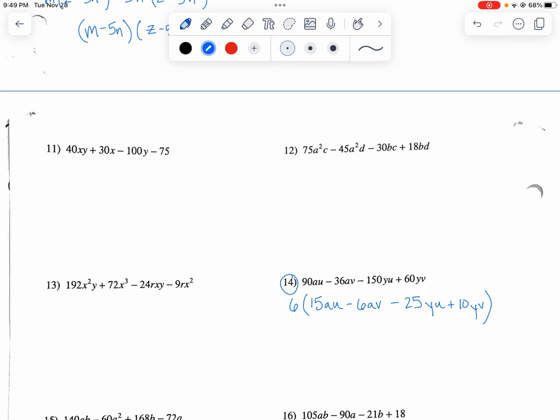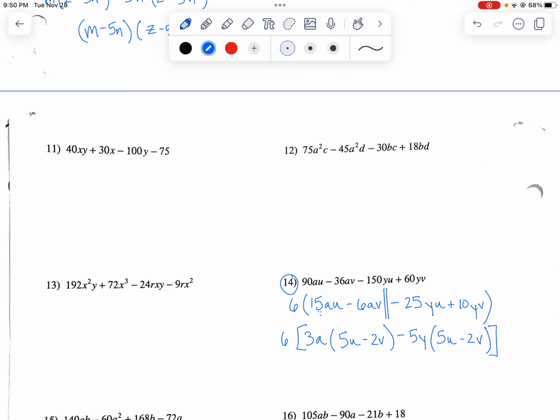Okay, I couldn't take out any letters in common, but now I've at least got some smaller numbers to work with here, and I'm going to factor by grouping with my 4-term polynomial. I'm going to keep that 6, and then inside, I'm going to look for a greatest common factor here. 15 and 6 are both divisible by 3 and by a, and so I end up with 3a times 5u minus 2v. On the right-hand side, I can factor out a negative 5 and a y. And so I end up with 5u minus 2v.